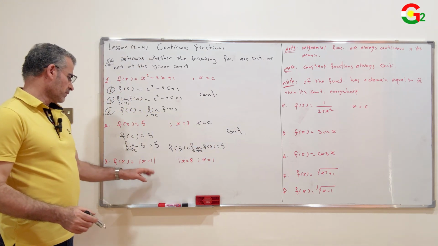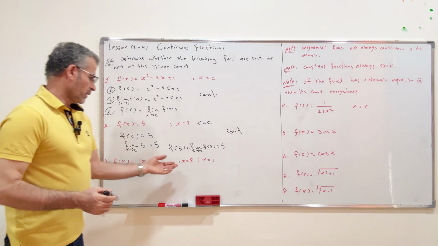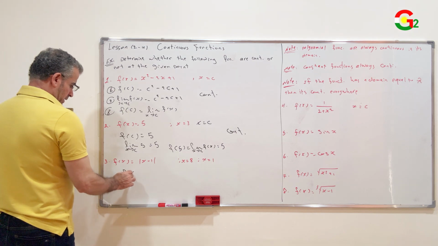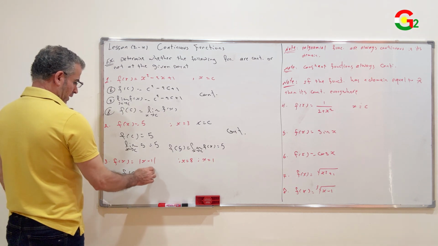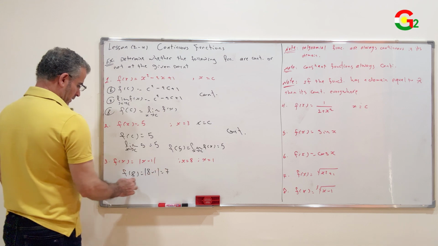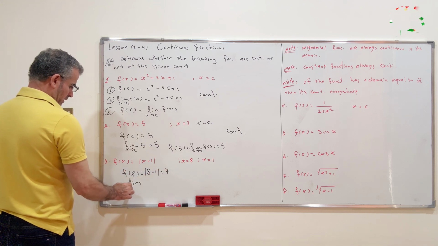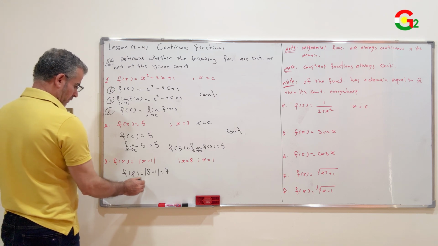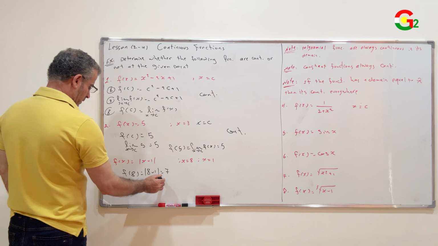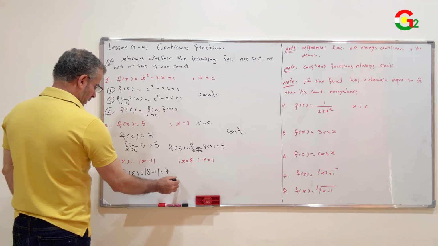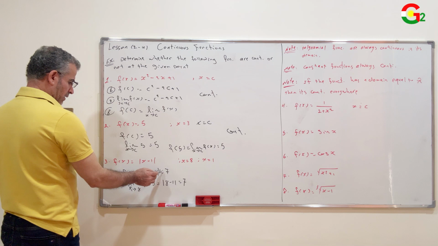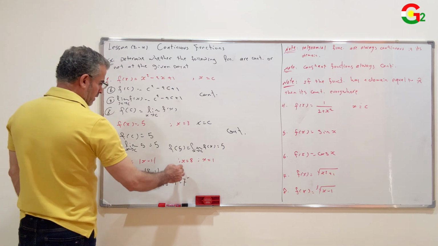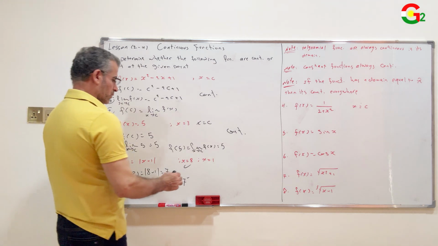F of x equals the absolute value of x minus 1 when x equals 8 and x equals 1. F of 8 equals the absolute value of 8 minus 1, which equals 7. The limit as x approaches 8 of f of x also equals the absolute value of 8 minus 1, which equals 7. Since f of 8 equals the limit of the function when x approaches 8, the function is continuous.